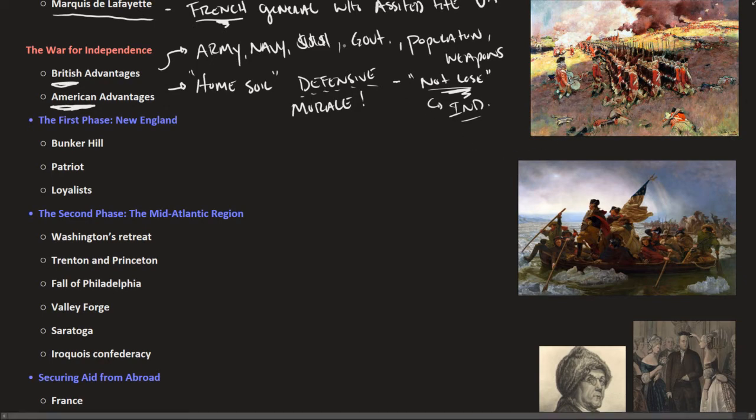So, with all this being said, yes, we could say there are some things that the Americans have, but by far the most important advantages belong to the British, right? Just the sheer size of their army, the fact that the British have so much more money, a much more well-functioning government, right? All of it plays out for the British side.